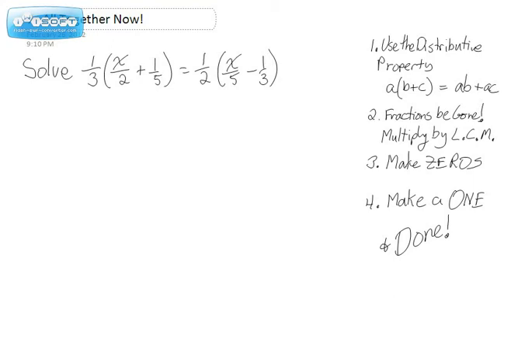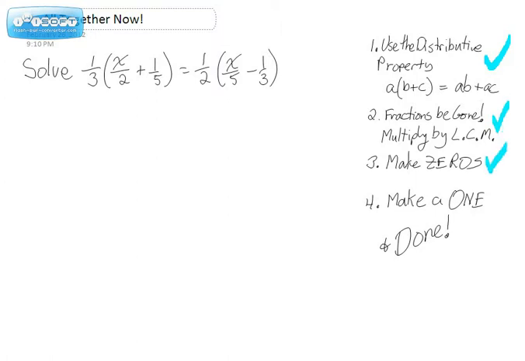All together now. Well, here we are with a fairly nasty looking equation. We're going to be able to solve it using all the techniques that we've used in the video so far. But there will be an order. I'm going to use a distributive property for starters, and then I'm going to let fractions be gone by multiplying through by a lowest common multiple.